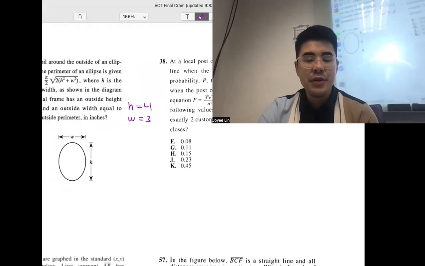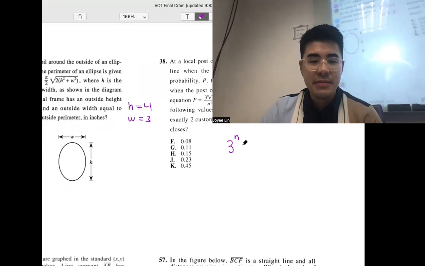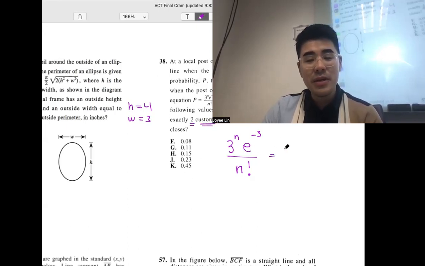Same thing for this one over here, right? They give you the equation. It's 3 to the n times e to the negative 3, for those of you who can't see it, over n factorial. It says there are exactly n customers. Always pay attention to your units, right? That way you can match it. Oh, it says there's exactly 2 customers in line. So then all we're going to do is plug in 2, e to the negative 3 over 2 factorial.